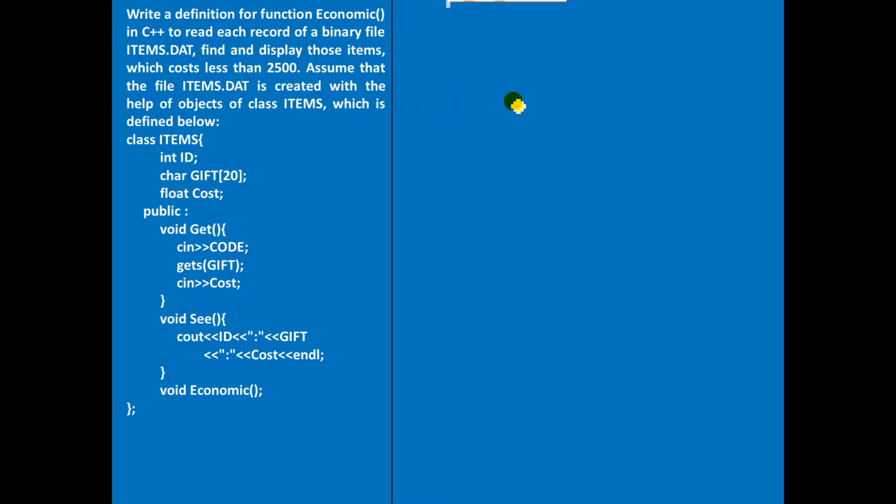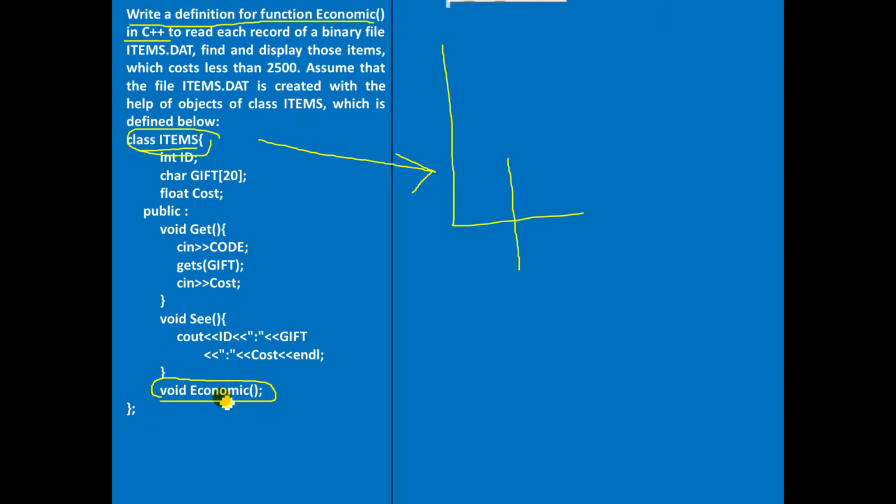Now, in the board exam question paper, this will come as question number 4. So thereby you understood it is a problem based on file. Class is given, so it's a problem based on binary file. Write the definition for function economic in C++. The declaration of the function is given inside the class and you are asked to define this outside the class. So it is a problem based on binary file and member function, which means this pointer exists.